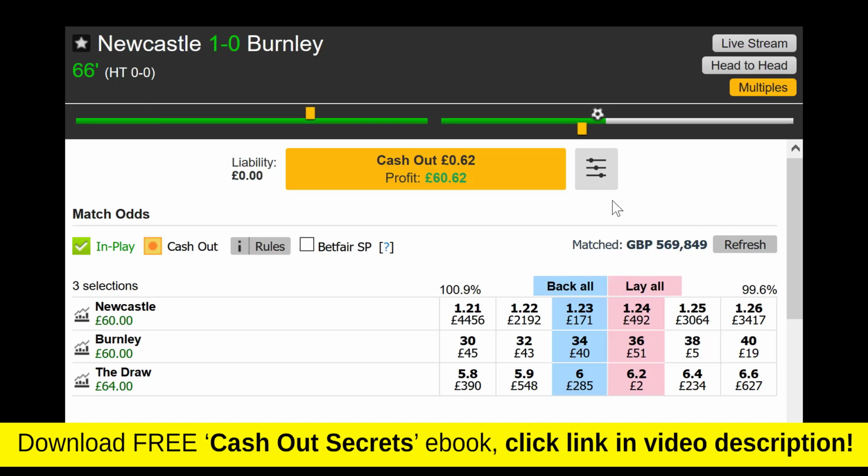And it just shows the power of getting involved in the second half with lay the draw. Remember, we saw that Newcastle were pretty dominant in the first half. They looked like they were going to score. They didn't quite get there. And we had the opportunity to just get involved. And we've locked in a nice return of 60% of our stake. So not bad. Newcastle 1, Burnley 0. Successful lay the draw trade.